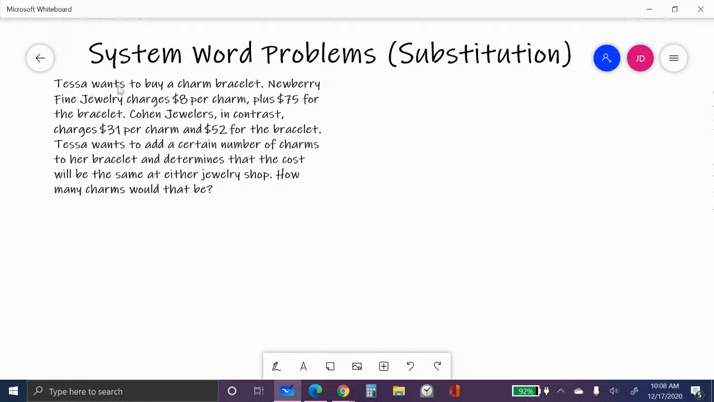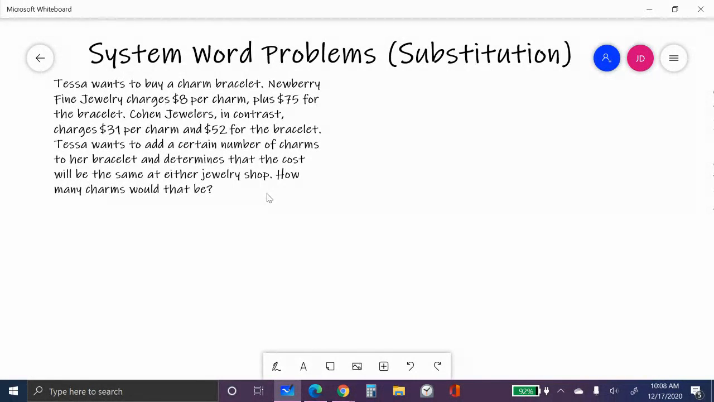So Tessa wants to buy a charm bracelet. Newberry Fine Jewelry charges $8 per charm plus $75 for the bracelet. Cohen Jewelers, in contrast, charges $31 per charm and $52 for the bracelet. Tessa wants to add a certain number of charms to her bracelet and determines that the cost will be the same at either jewelry shop. How many charms would that be?